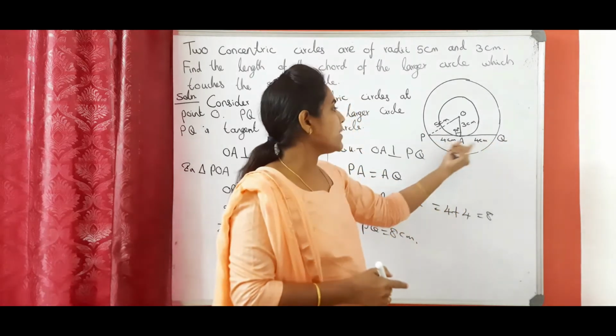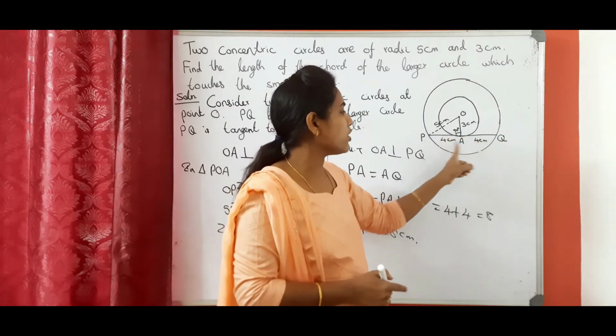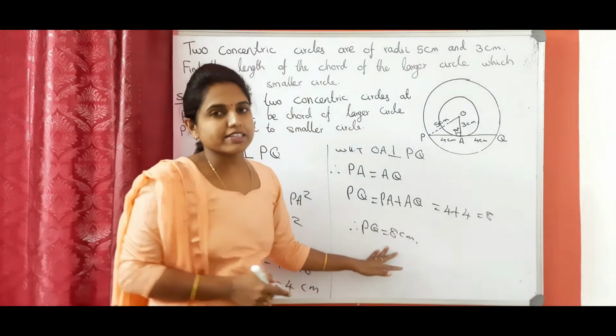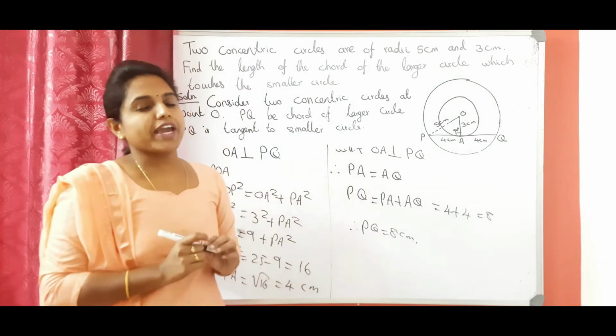If you apply the value, the total length is 4 plus 4 equals 8 centimeters. So PQ equals 8 centimeter. Therefore, the length of the chord is 8 centimeter.